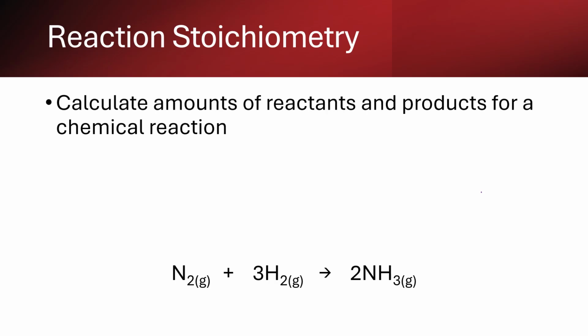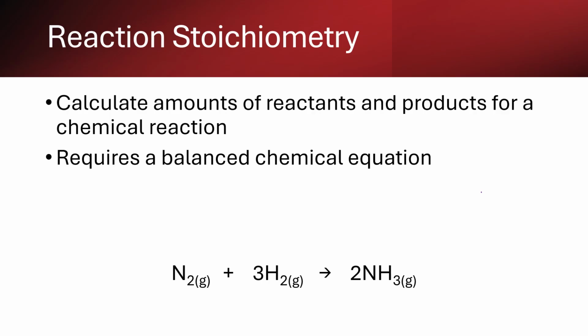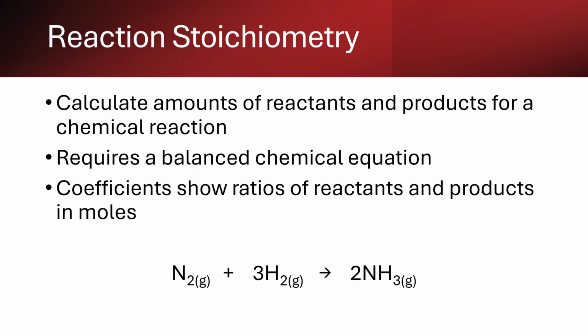So, reaction stoichiometry. These are the calculations related to the amounts of reactants and products in a chemical reaction. We absolutely must have a balanced chemical equation in order to do a reaction stoichiometry calculation. And we are going to interpret the coefficients in our balanced equation as showing us the amounts of our reactants and products in terms of moles. If a coefficient is not written, it's understood to be a 1.